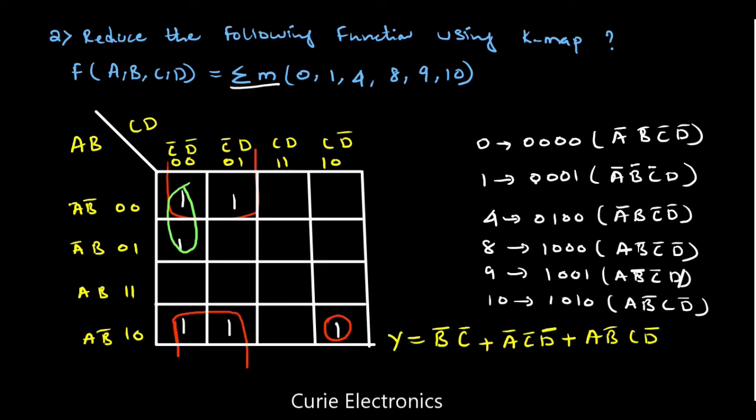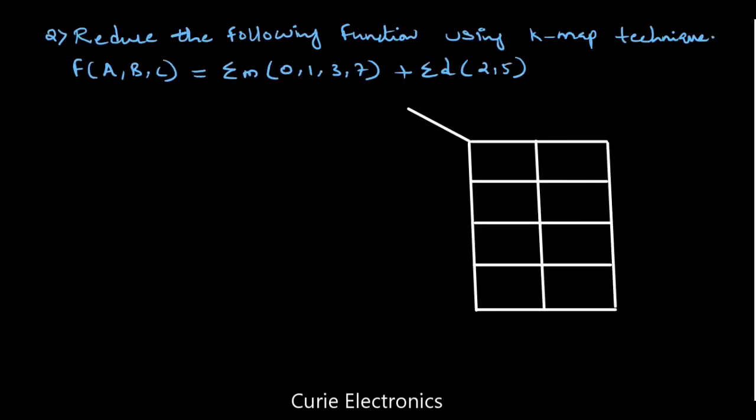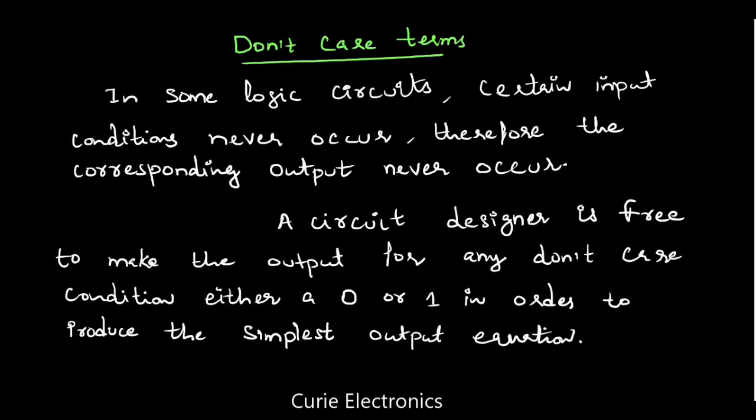Correct. Next question we are coming across is don't care. Reduce the following function using K-map technique. F of A, B, C equals sigma m 0, 1, 2, 3, 7 plus sigma d 2, 5. So d is the don't care. So this is a 3-variable Karnaugh map. So before solving it, let's see what is don't care.